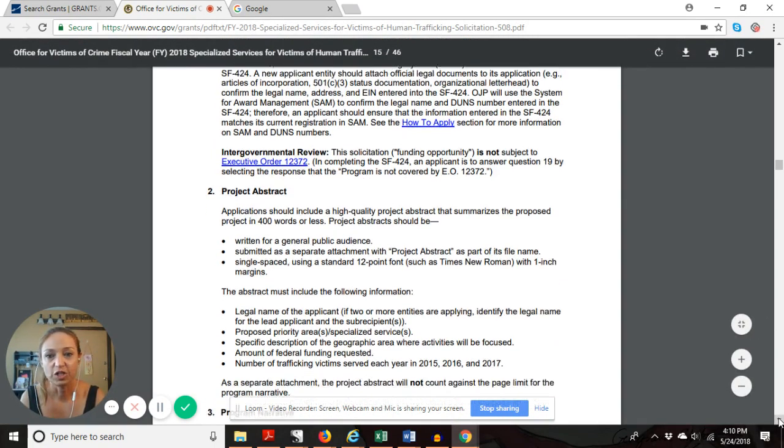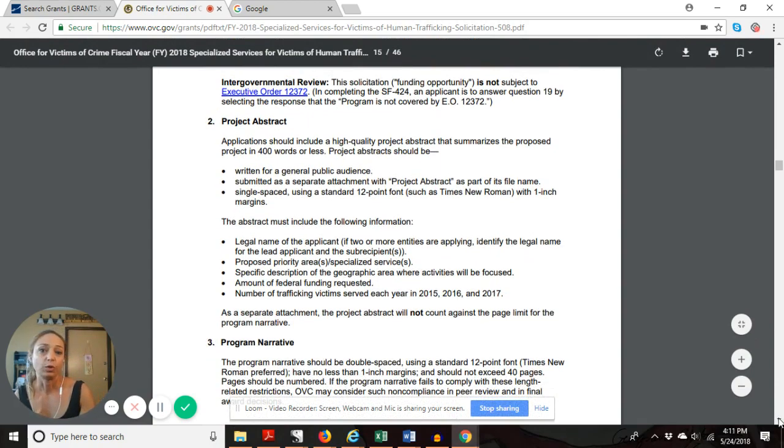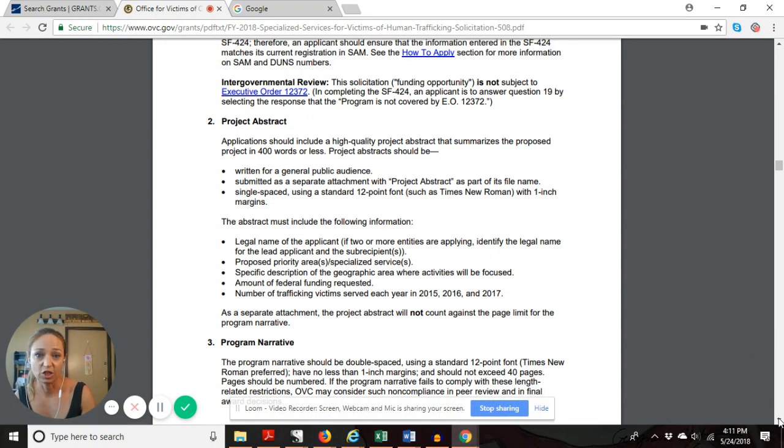But they want you to have a project abstract. Project abstract, they're saying, will not go towards the page limitation. Really read this, though, because it says, we want a project abstract that summarizes the proposed project in 400 words or less. Heed that. This isn't advice. These are requirements. Heed that requirement. Go 400 words or less, and then they say, we want it to be single space using standard 12-point font such as Times New Roman with 1-inch margins. That's how specific it is.